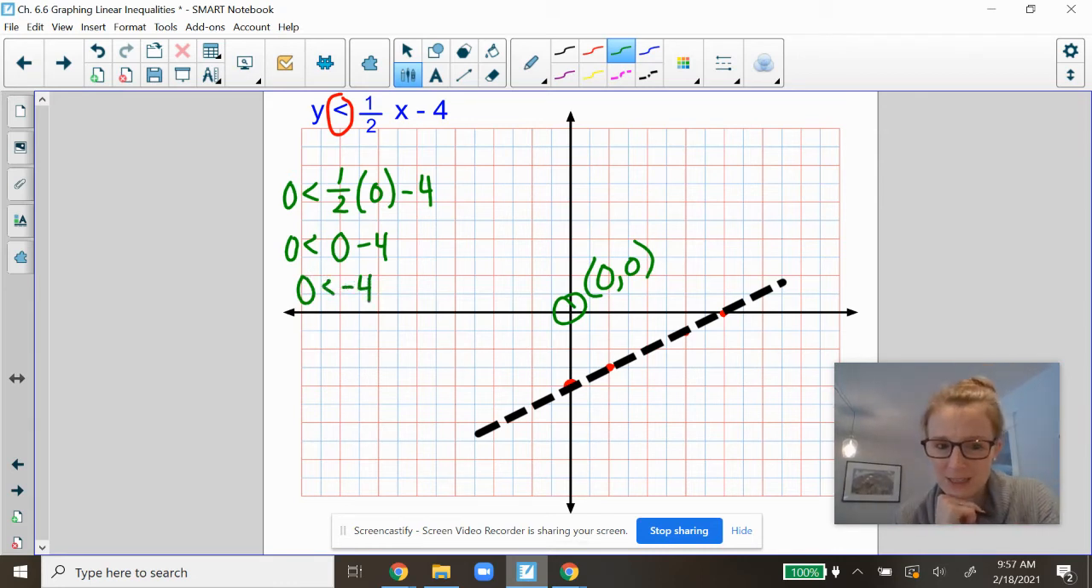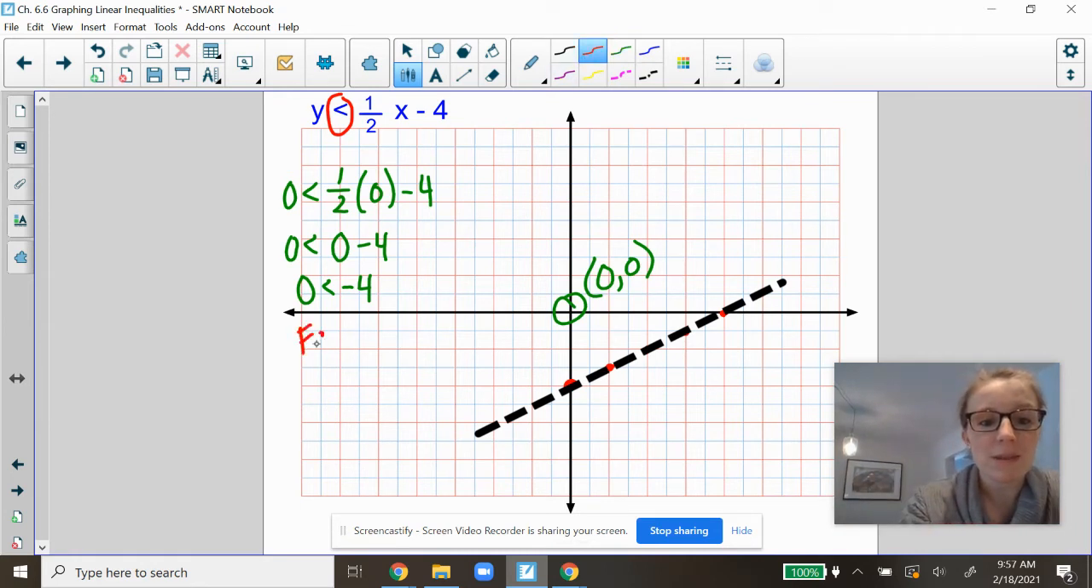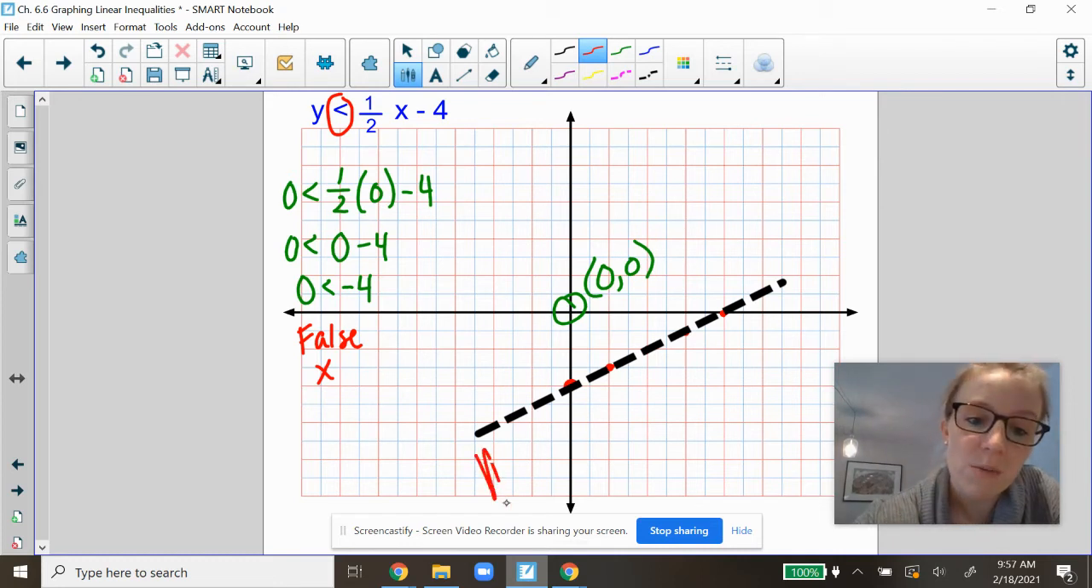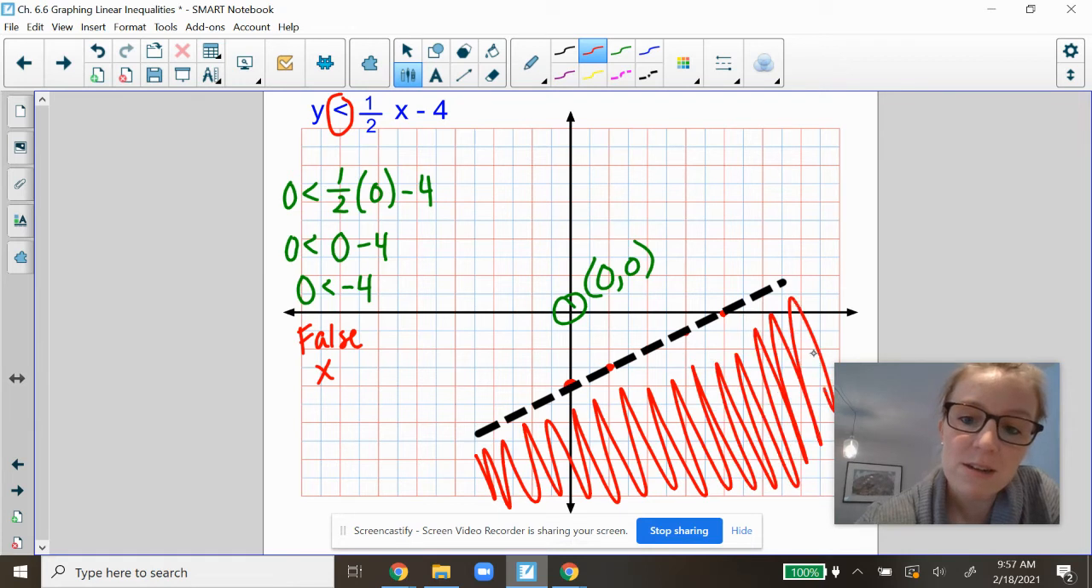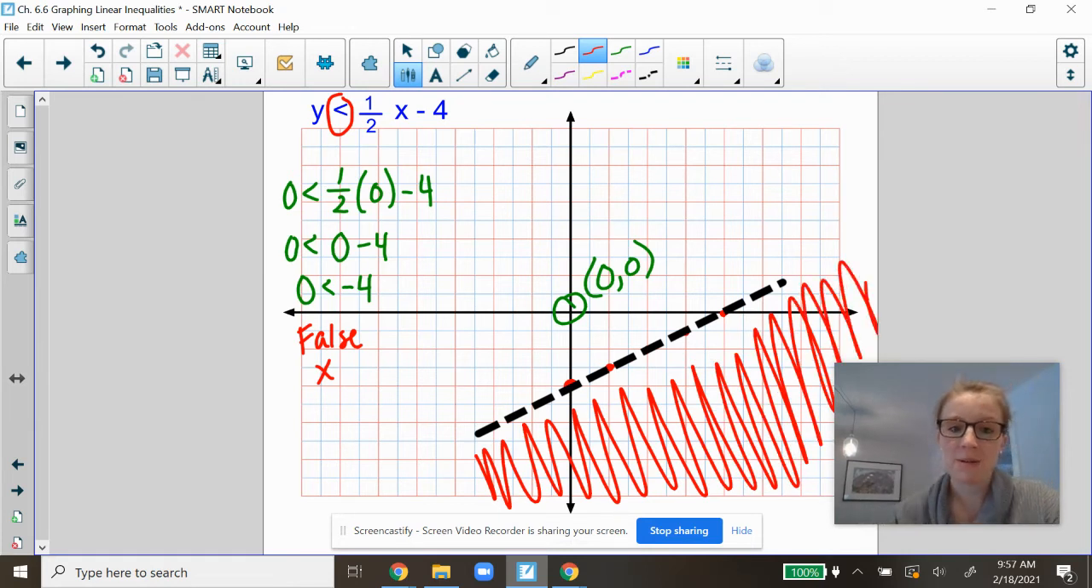Now, if we look at this, is 0 less than -4? Is that a true statement or a false statement? That's a false statement. This does not work. So what that means is that our origin, our (0, 0), does not work in the inequality, which means we don't want to shade where the origin is. We want to shade where the origin is not. So my final answer is going to look like that.